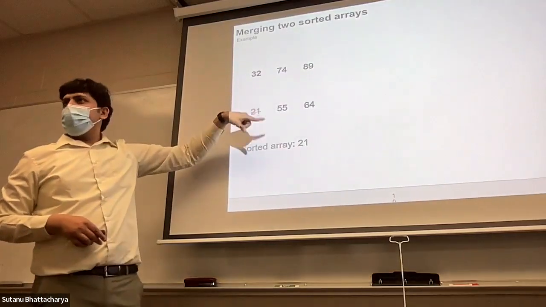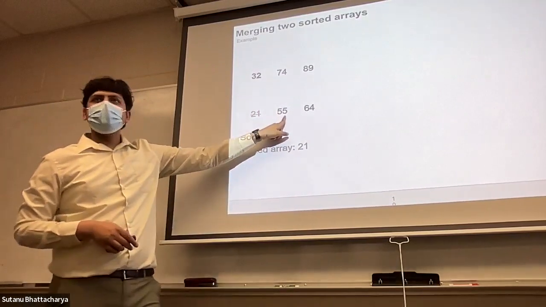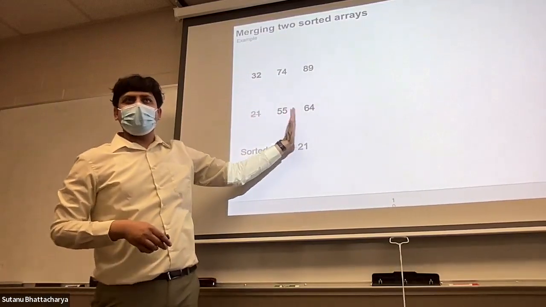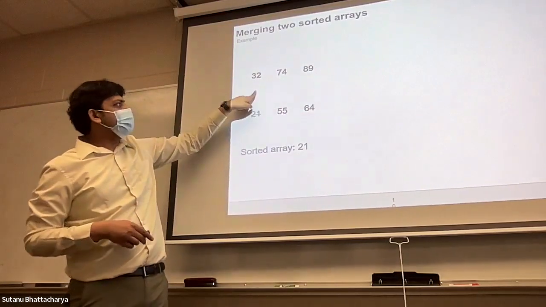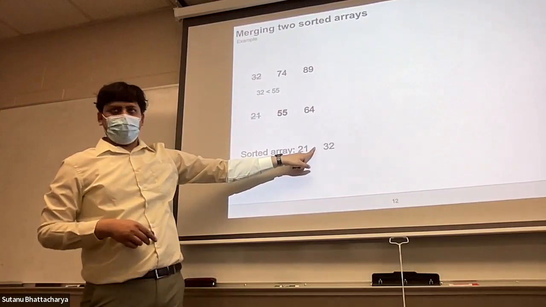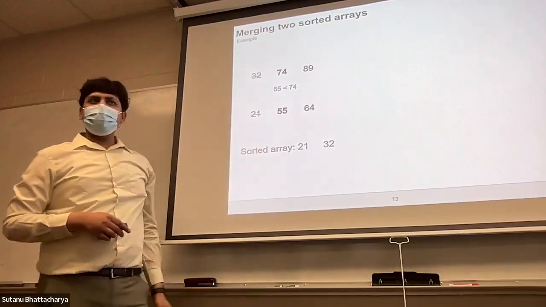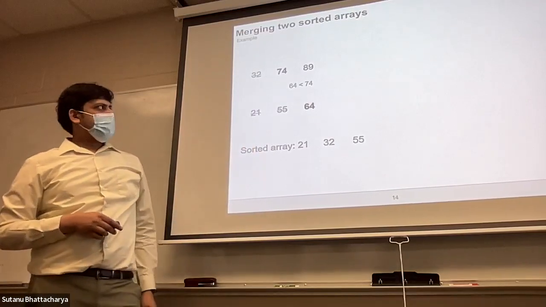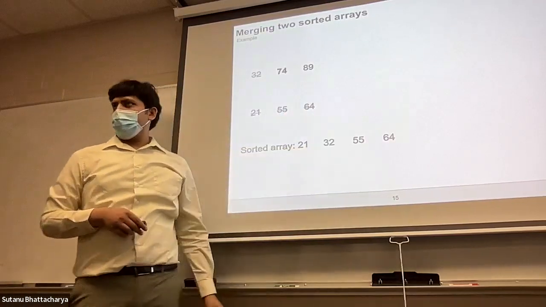Now compare which two numbers? The second element of the second array and the first element. Yes, so there will be an index, and you need to update that index. So compare 32 and 55. Which one is smaller? 32 is smaller, so 32 will move to your resulting array. Same, next compare 74 and 55. 55 is smaller, so 55 will move to the resulting array. Next, compare 64 and 74. 64 is smaller, 64 moves to the resulting array.